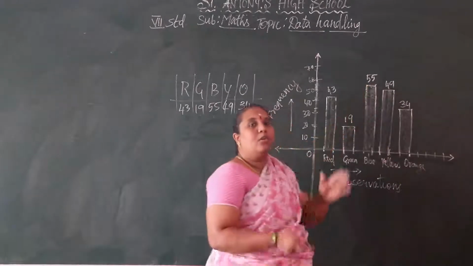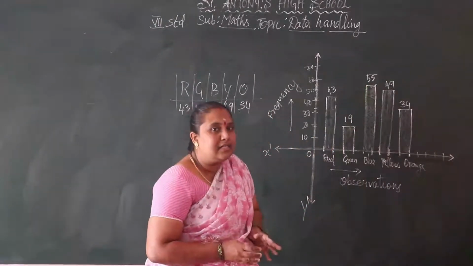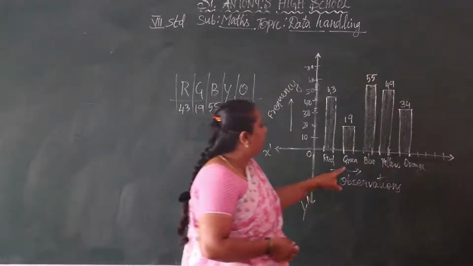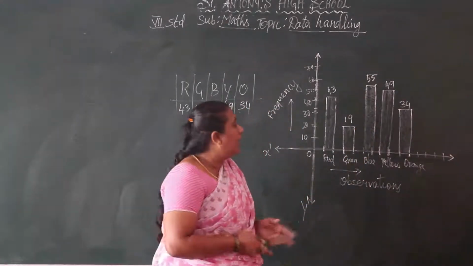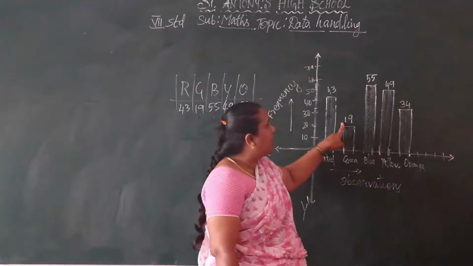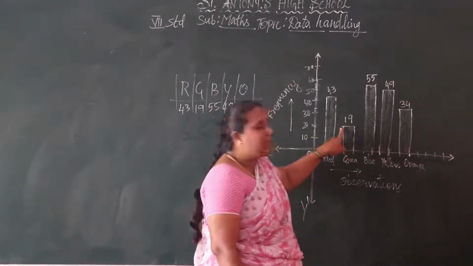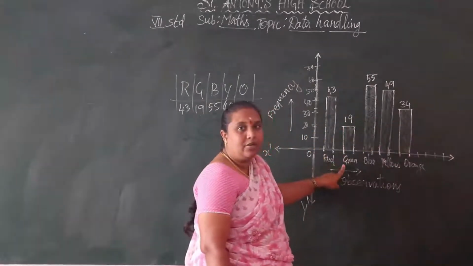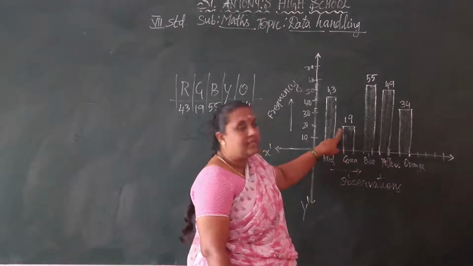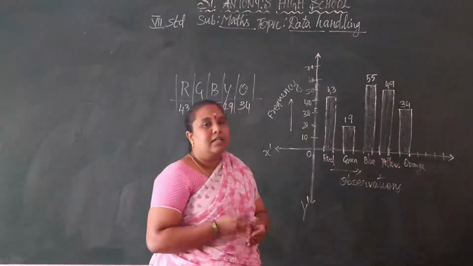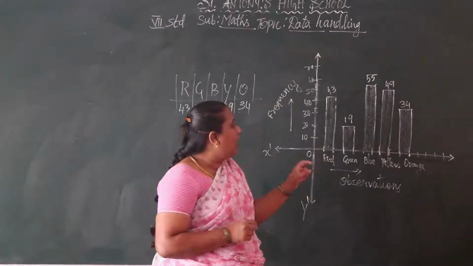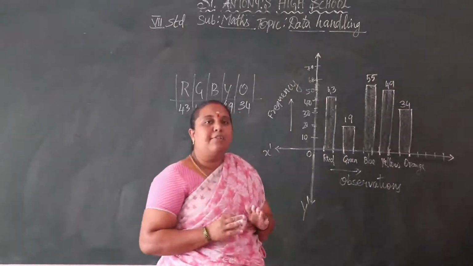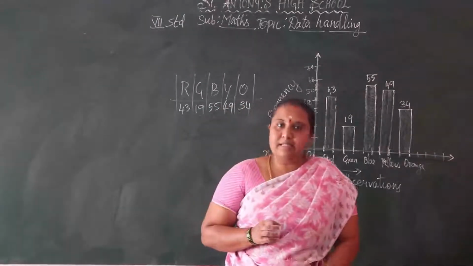55. So the most preferred color is blue. The most preferred color is blue. And say, which is the least preferred color? See, the smallest bar is green. So green is the least preferred color. Okay, children, did you understand how to draw a bar graph? You know the method of drawing a bar graph, children, is that right?